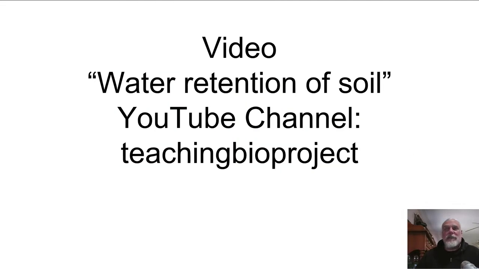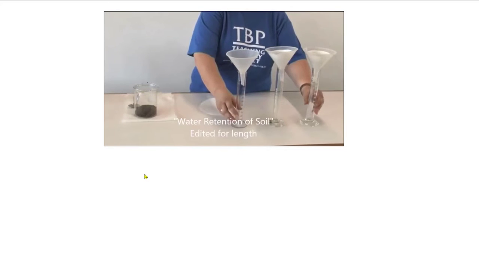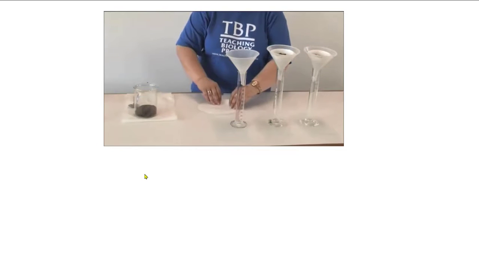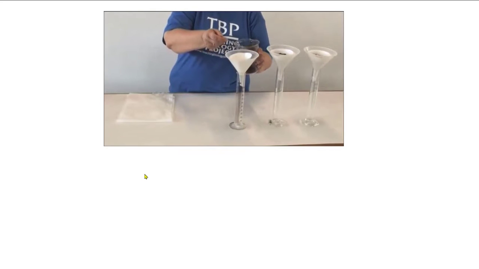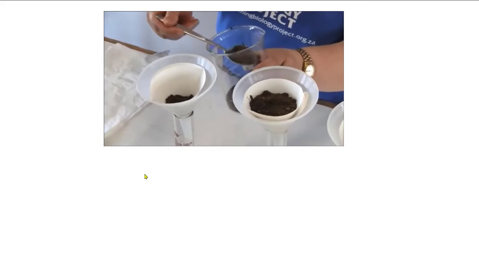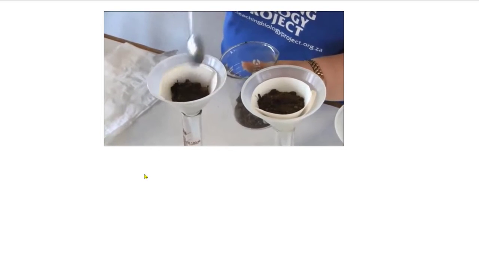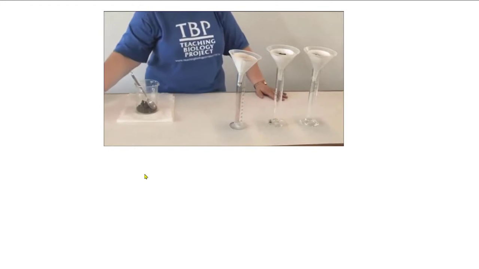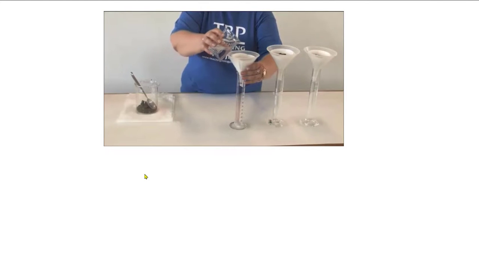It's called Water Retention of Soil from the YouTube channel Teaching Bio Project. Now what I have here are three measuring cylinders, 100 milliliter each, three funnels with filter paper and soil specimens. Let me just show you how one should same amount of soil in each of the funnels. I took 3 big scoops of soil. Of course, if you want to have exact measurements, you should weigh the soils to have the same amount of soil. And then I pour 100 milliliters of water into each funnel.